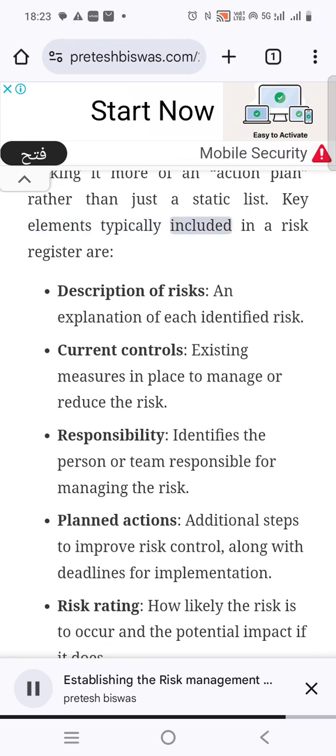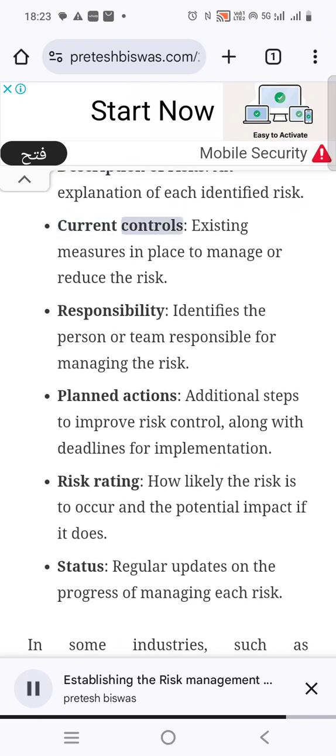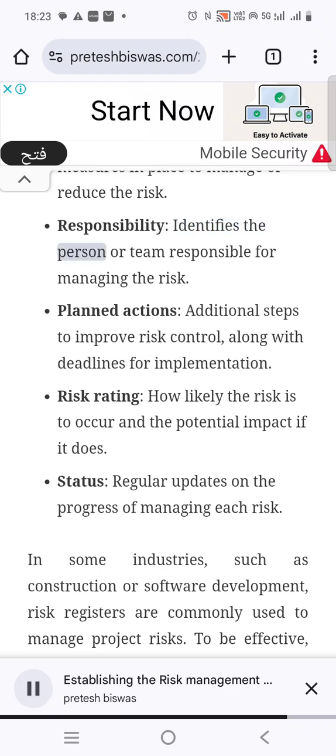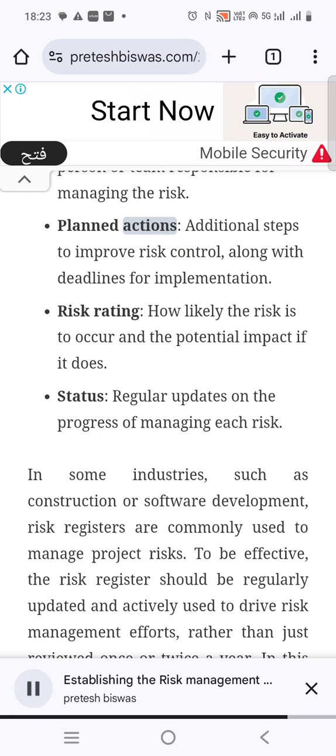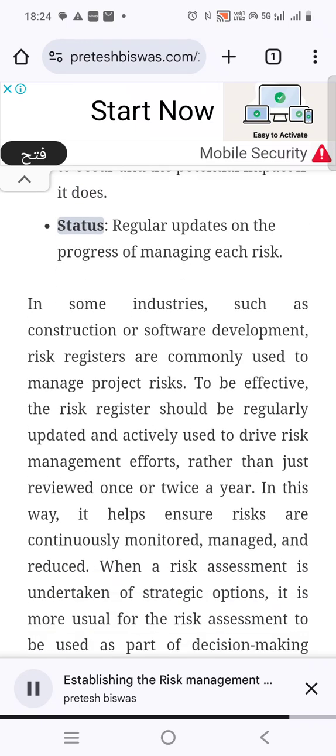Key elements typically included in a risk register are: description of risks, an explanation of each identified risk; current controls, existing measures in place to manage or reduce the risk; responsibility, identifies the person or team responsible for managing the risk; planned actions, additional steps to improve risk control, along with deadlines for implementation; risk rating, how likely the risk is to occur and the potential impact if it does; and status, regular updates on the progress of managing each risk.